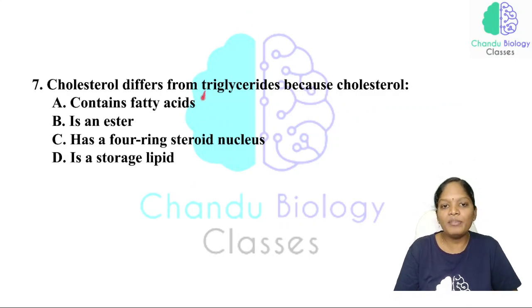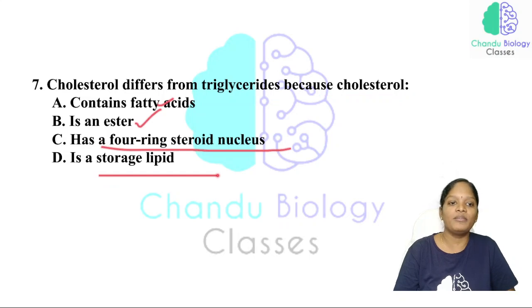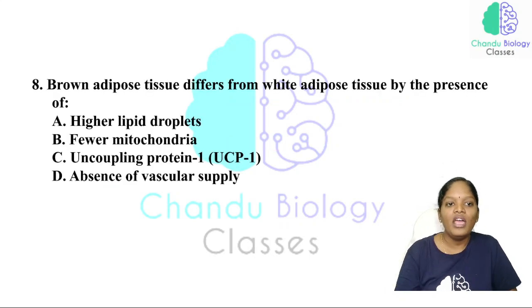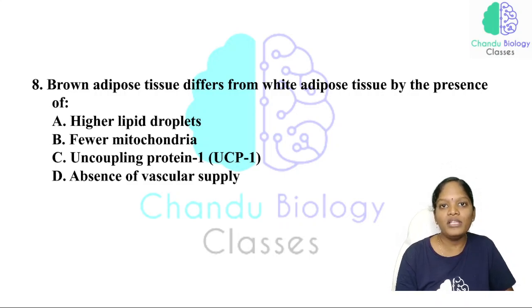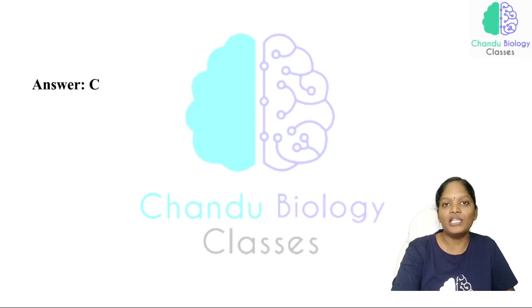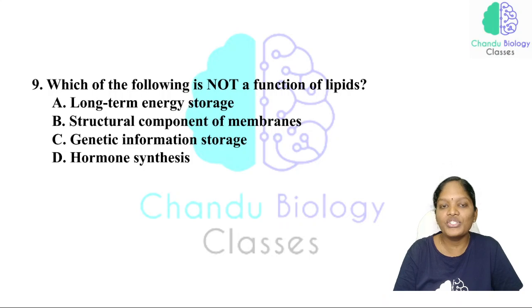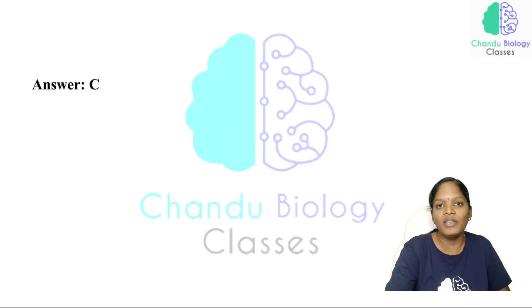Cholesterol differs from triglyceride because cholesterol contains fatty acids, is an ester, has a 4-ring steroid nucleus, or is a storage lipid. The answer will be option C, no doubt in that. Brown adipose tissue differs from white adipose tissue by the presence of higher lipid droplets, fewer mitochondria, uncoupling protein UCP1, or absence of vascular supply. The answer will be uncoupling protein UCP1. Which of the following is not a function of lipids? Long-term energy storage, structural component of the membrane, genetic information storage, or hormone synthesis. Genetic information storage is not done by lipids.